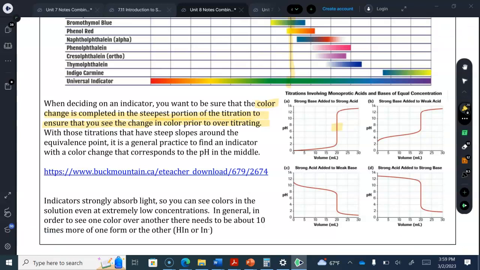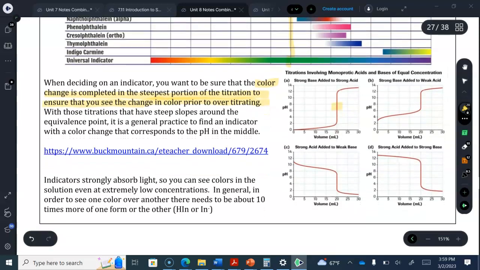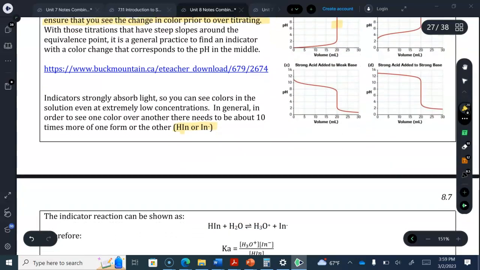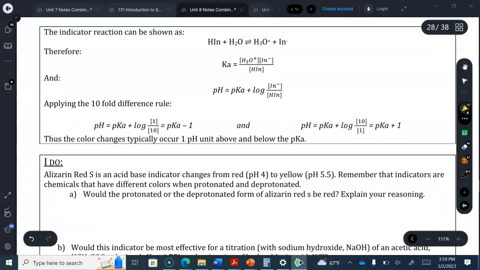Indicators strongly absorb light, so you can see colors in the solution even at extremely low concentrations. In general, in order to see one color over another, there needs to be about 10 times more of one form or the other, so the acid form of the indicator or the conjugate base form of the indicator. The indicator reaction can be shown as follows, where In indicates that you're using an indicator, and the HIn is the protonated form, and the In minus is the deprotonated form or conjugate base.